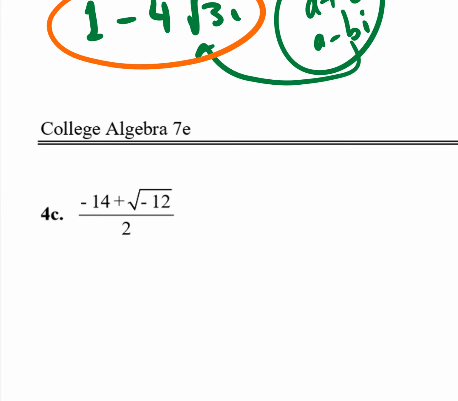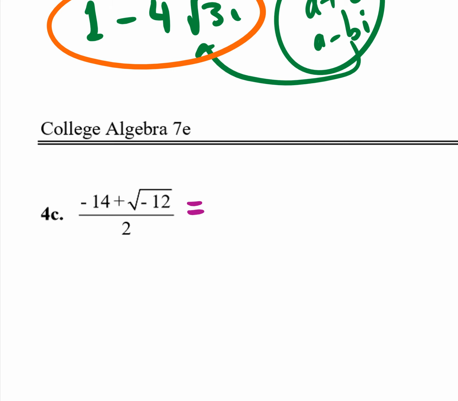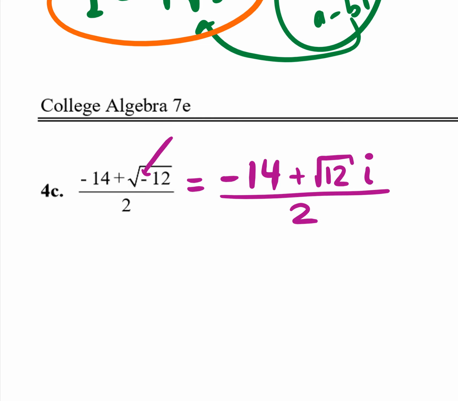This one I think is more simplifying, so this one probably should be a little easier. Let's go ahead and do what we've been doing for the last couple examples. Whenever I see a negative inside a root, I'm just going to get rid of it, so I'll write the square root of 12, and then I'll just stick an i at the end. And that's all over 2.